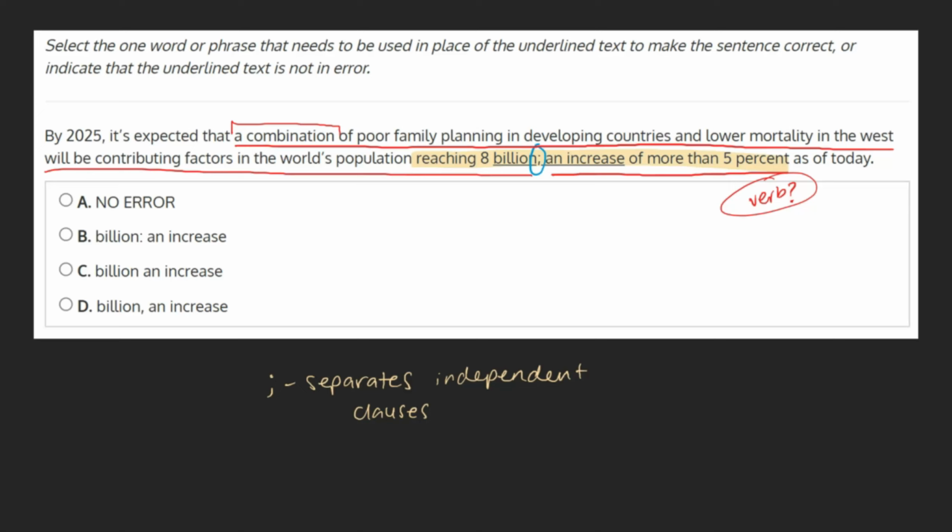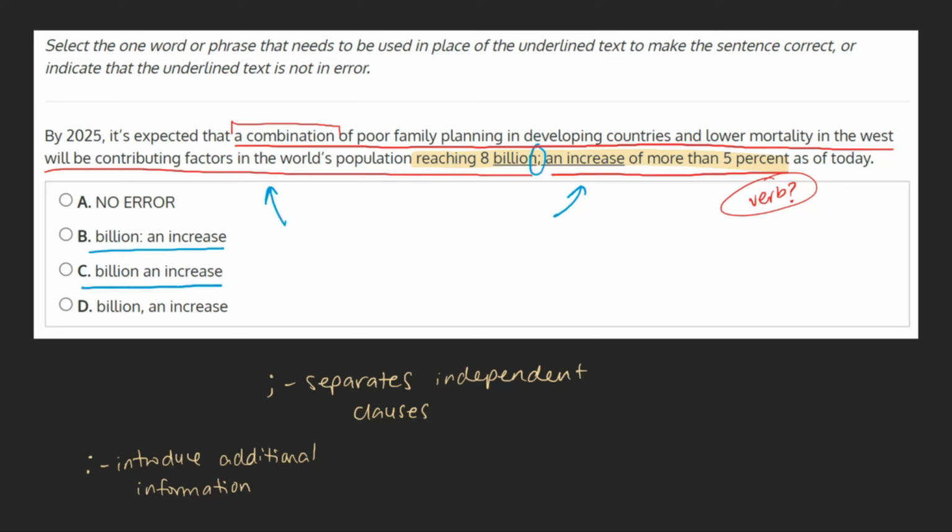With this in mind, let's take a look at the alternatives our choices offer. B. A colon. Using a colon would be appropriate here, as a colon is used to introduce additional information that explains or expands on what precedes it. Here, an increase of more than 5% as of today clarifies the parameters of the world's population reaching 8 billion. It provides us with more information as to what this means logistically. Because this would be an appropriate way to punctuate this sentence, this is likely our answer, but we can take a look at the other choices just to be sure.